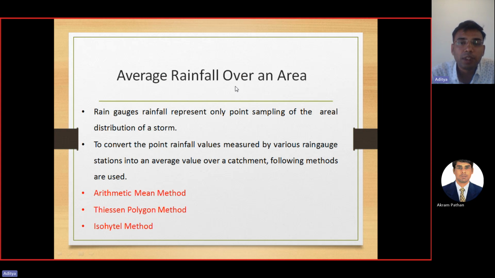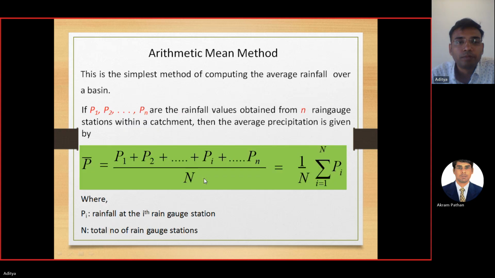Then, for estimation of rainfall, you can do the analysis of rainfall with different methods. One is the arithmetic method, then Thiessen polygon method, and isohyetal method. The most accurate method is the isohyetal method. First we'll discuss the arithmetic method. This is the simple method of computing the average rainfall over a basin. P1, P2, P3 are nothing but your stations where you measure your rainfall in a particular area.